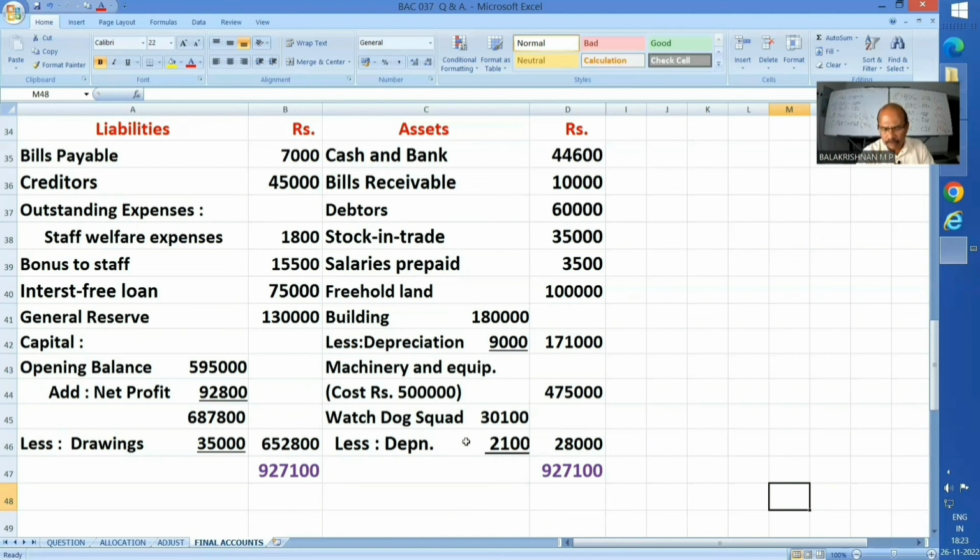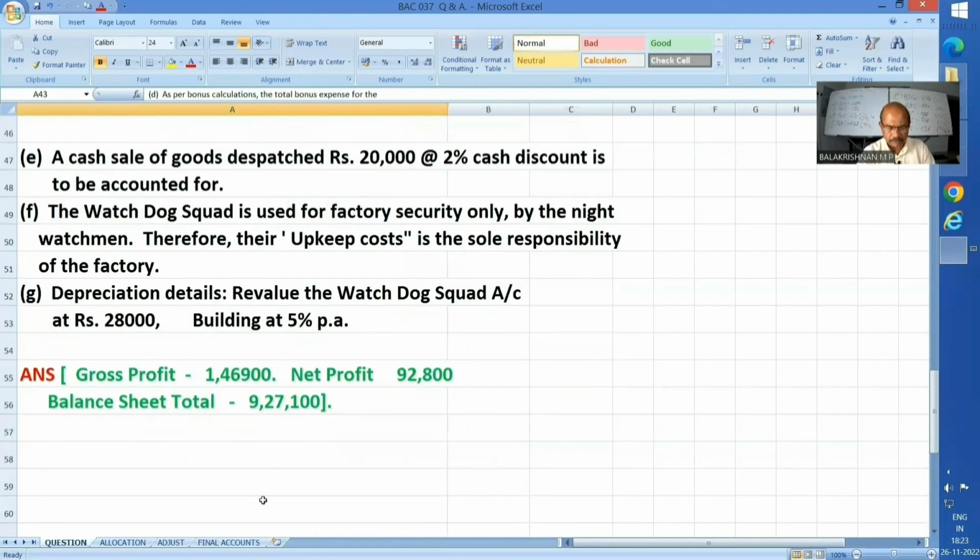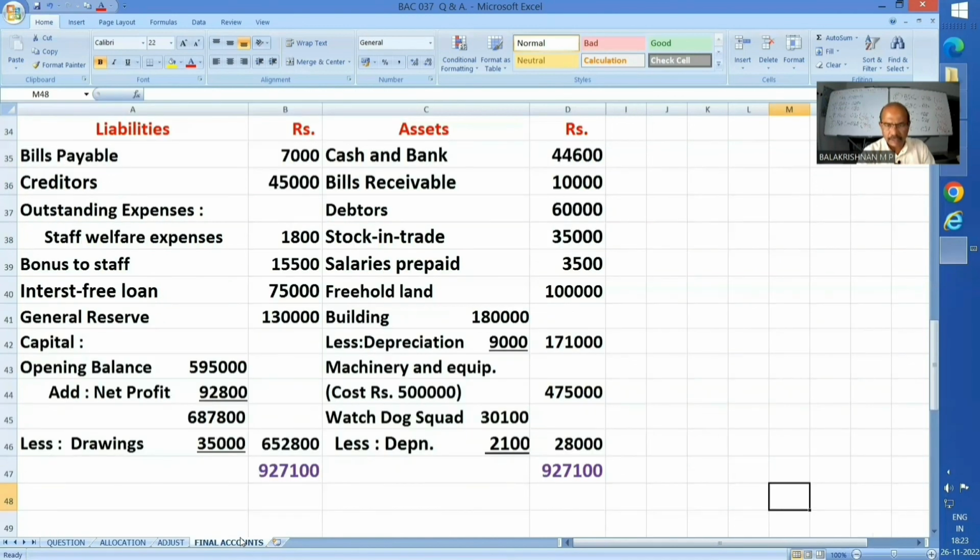The building subject to depreciation, and both sides are tallied at 9,27,100. Let us check that also. Yes, so that is also tallied. Okay.